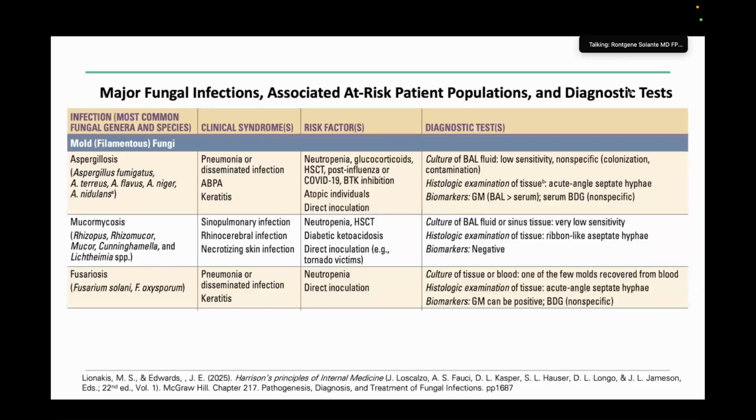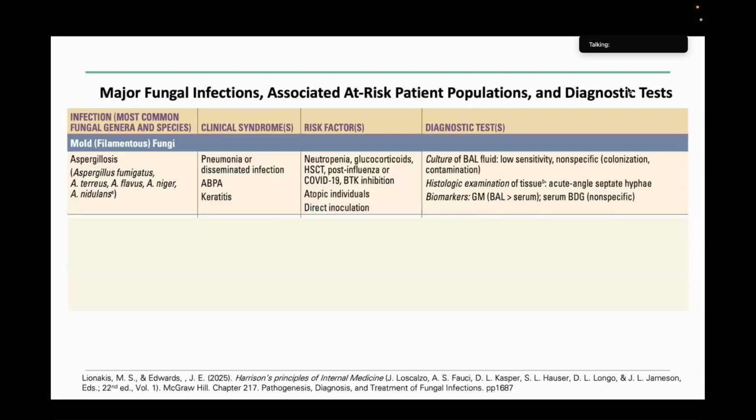And this is the time that I will be placing a lot of emphasis on the type of fungal infection, the clinical syndrome they produce, the organs that are usually affected, and the risk factors, meaning the factors in a patient for why they acquire that specific fungal infection, and what tests are important for us to diagnose and document the presence of each of these fungal infections. So first we'll discuss the molds, or the filamentous fungi.